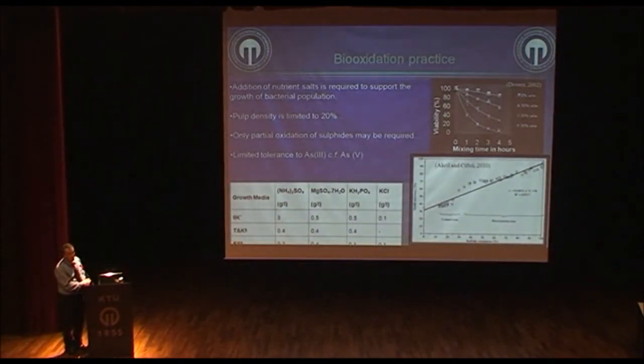And to increase the oxygen transfer rate, we need to increase the mixing rate. When you increase the mixing rate, it adversely affects the bacterial viability. It means you start killing the bacteria. So, in some cases, only partial oxidation of sulfides may be required for good gold recoveries in subsequent cyanidation. And we see from here, most often you don't need to oxidize all the sulfides. And bacteria have limited tolerance to arsenic 3 compared to arsenic 5. That's why good oxidizing conditions should be maintained within the system.